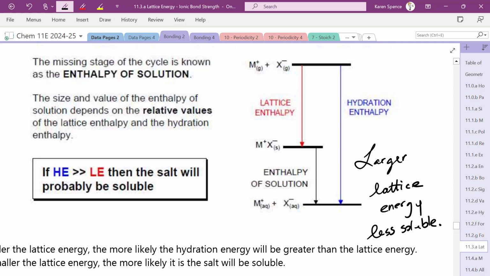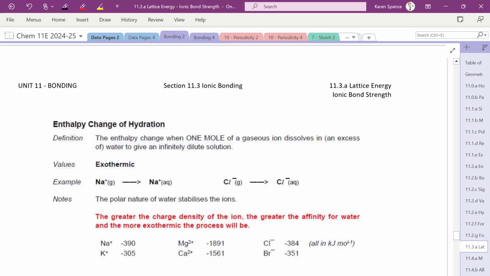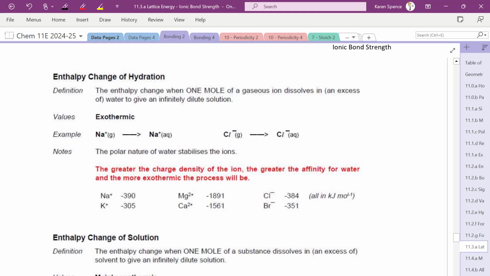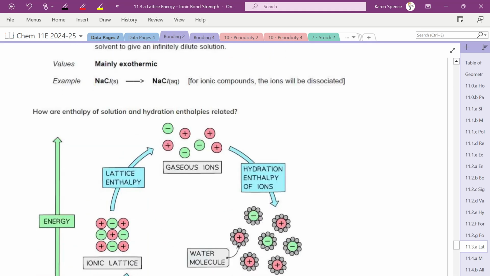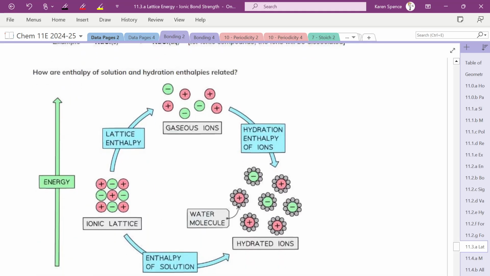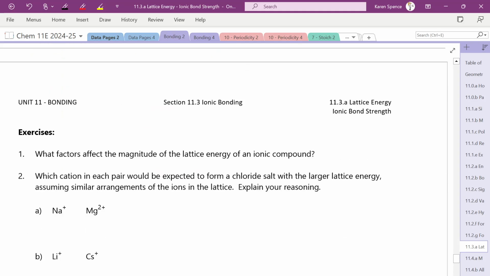I feel like I've added way too many words and concepts to this. Does that statement make sense? Okay, cool. That's really all you need to know. Larger lattice enthalpy or energy, less soluble. I obviously got really carried away with this, so let's just skip past that. And there, we're done with that.